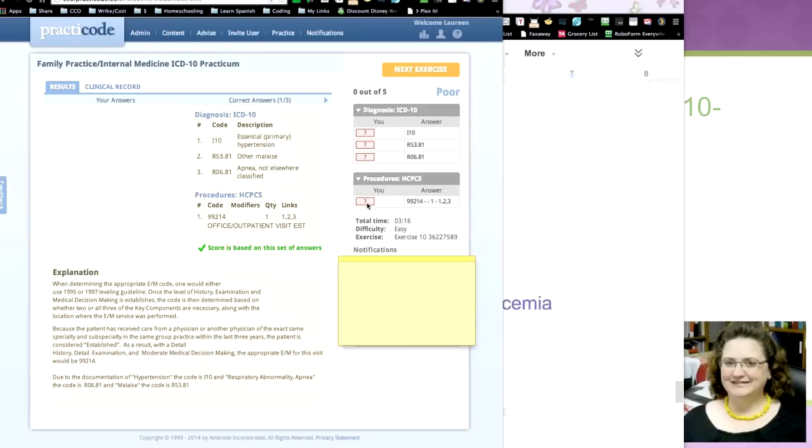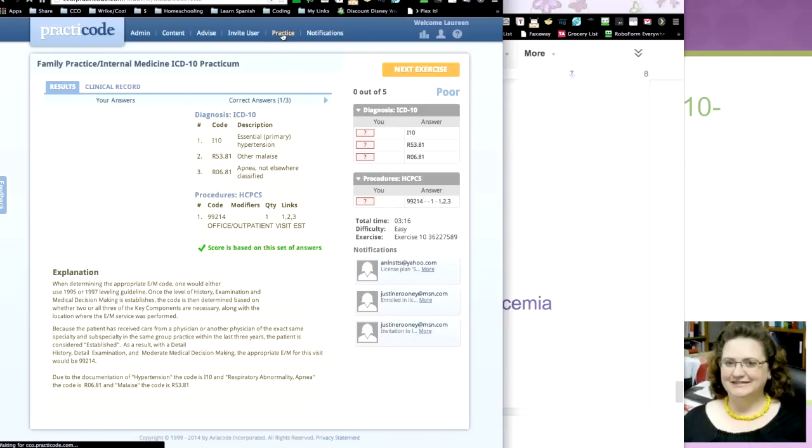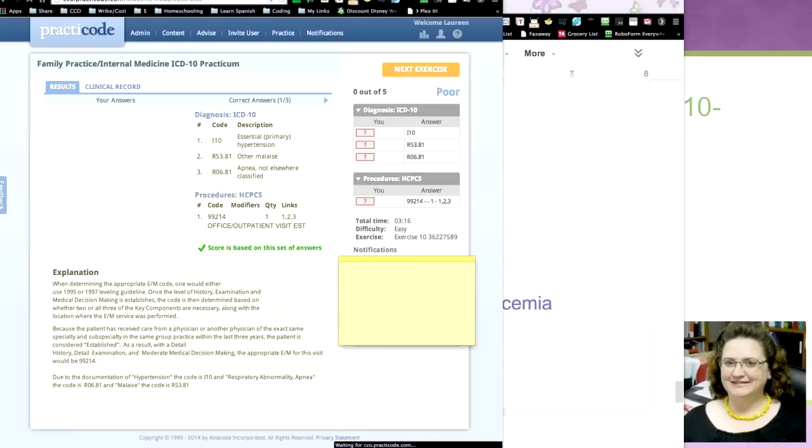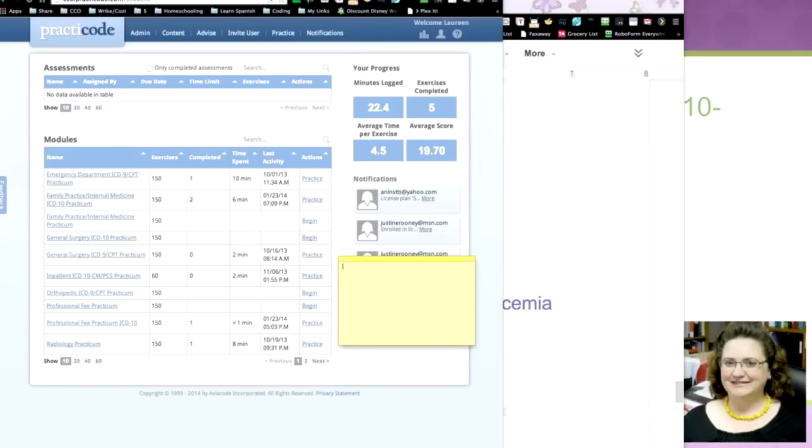We didn't put anything in, so it graded us poor. Correct. And you can do these more than once. There's like 150 in the family practice internal medicine ICD-10 practicum. So you can imagine, when you start and then you keep going, how you would get better. What you have going for you with Practicode: real cases, not cases for test examples to see if you know a guideline.